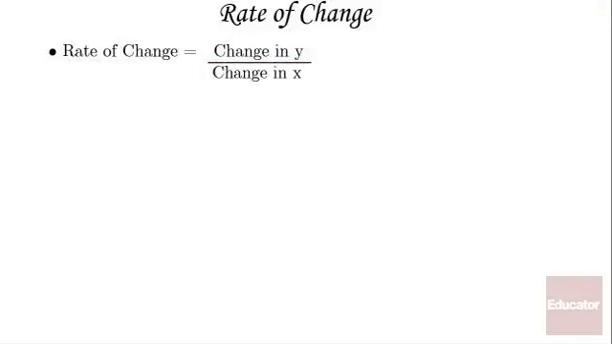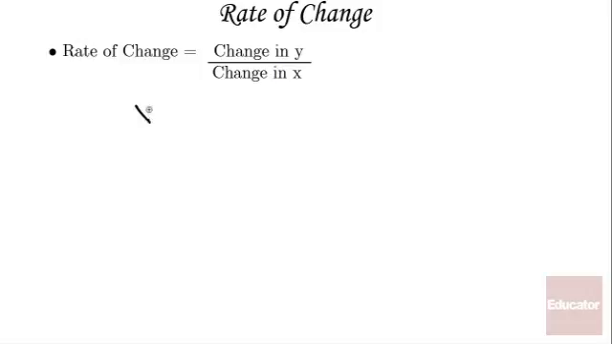Today's topic is slope and rate of change. Rate of change is defined as the change in y over the change in x. In other words, the rate of change is the difference between two values of y over the difference between two values of x.